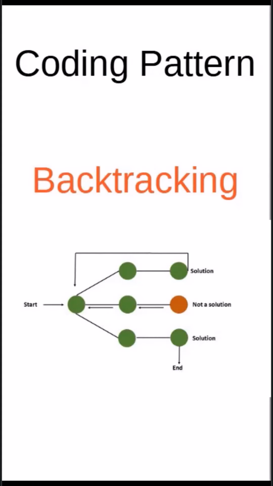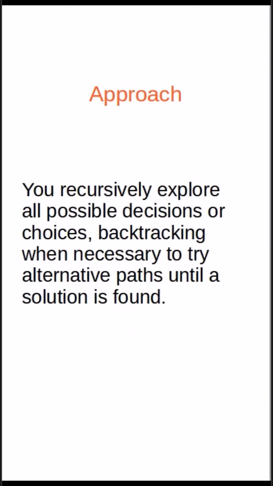Let's explore the backtracking pattern, a powerful technique for solving problems through systematic exploration of all possible solutions and backtracking when reaching dead ends. So, when should you use it? Whenever you encounter problems involving making a sequence of decisions to reach a solution, such as finding paths, permutations, or combinations. How does it work? You recursively explore all possible decisions and backtrack when necessary to try alternate paths until a solution is found.